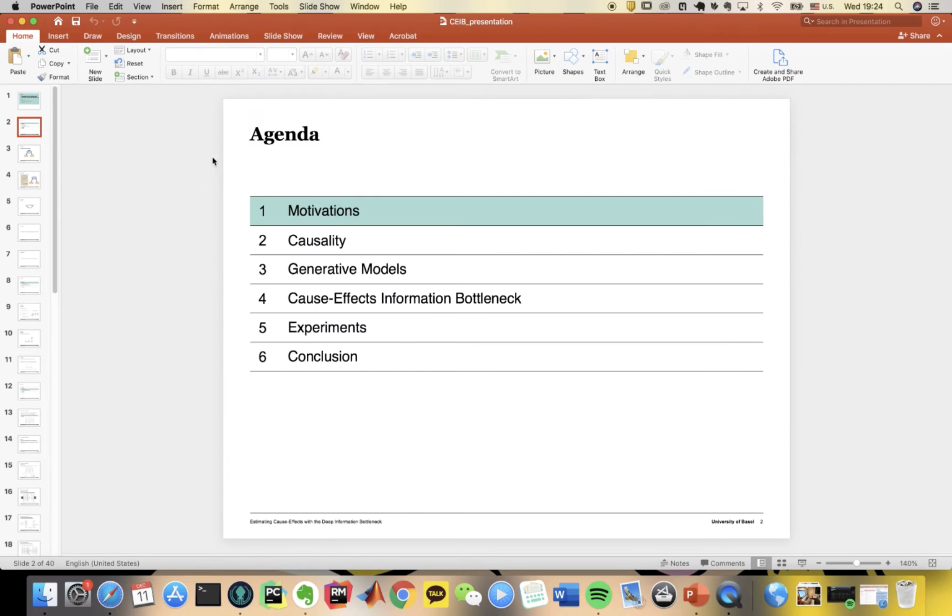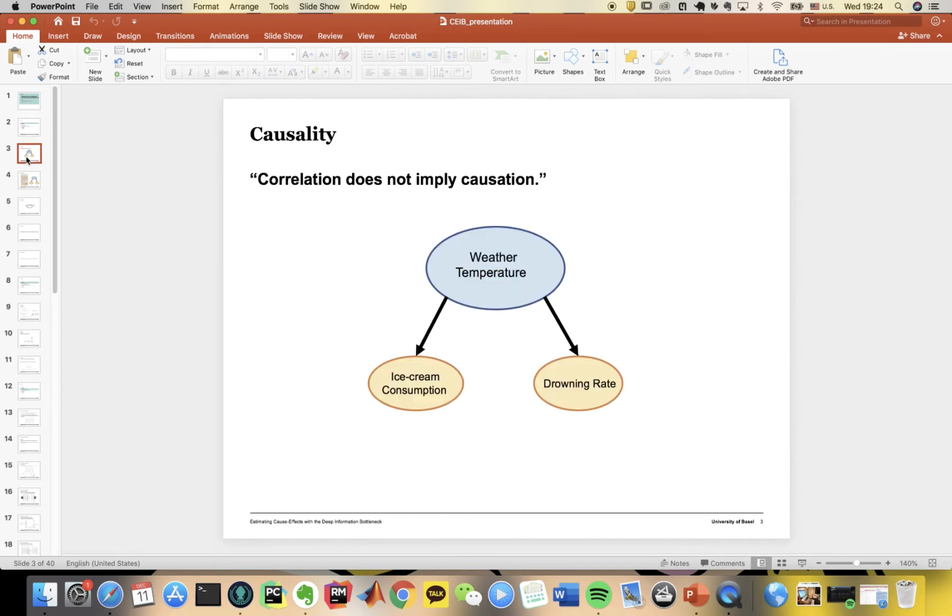First, I would like to talk a little bit about the motivations. There's a pretty famous sentence regarding causality, which is correlation does not imply causation. So what does this mean? Let's take a look at this very simple example.